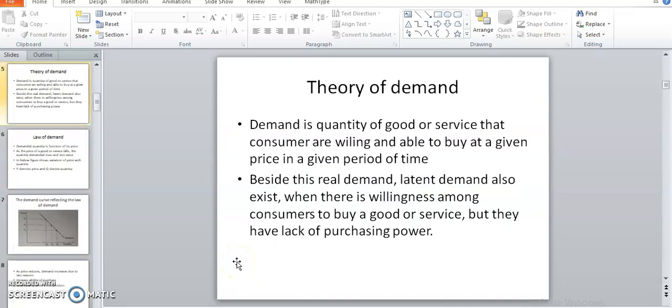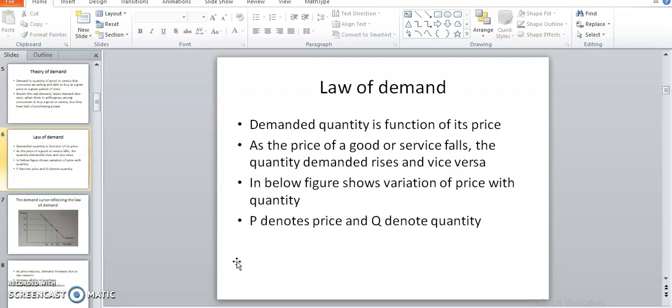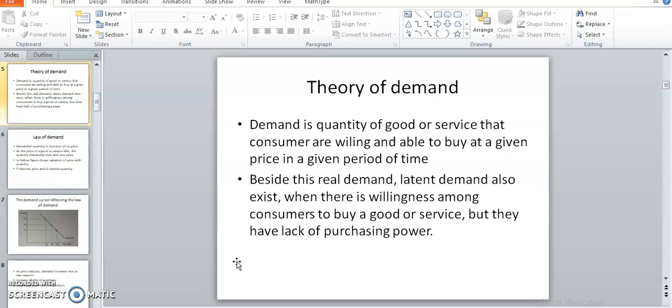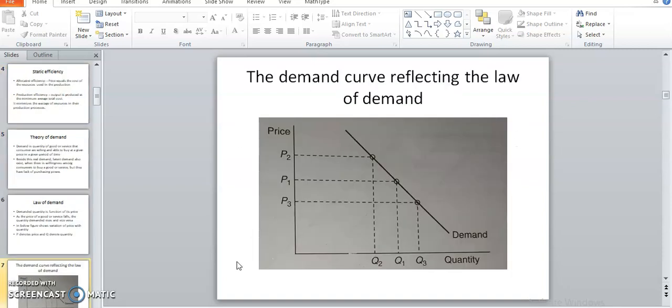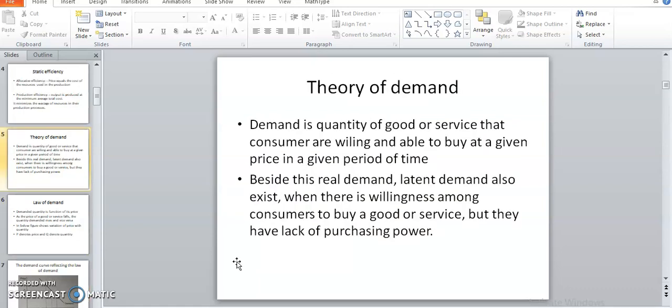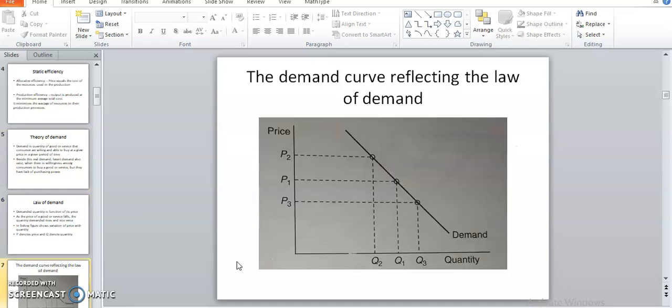In the last lecture, we discussed different terms in the theory of demand, price and quantity. In this graph, we plot prices and quantity, and the line that passes through these points is nothing but a demand line.